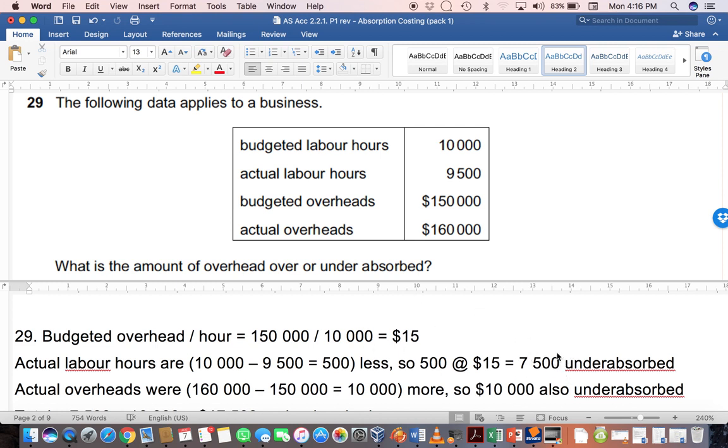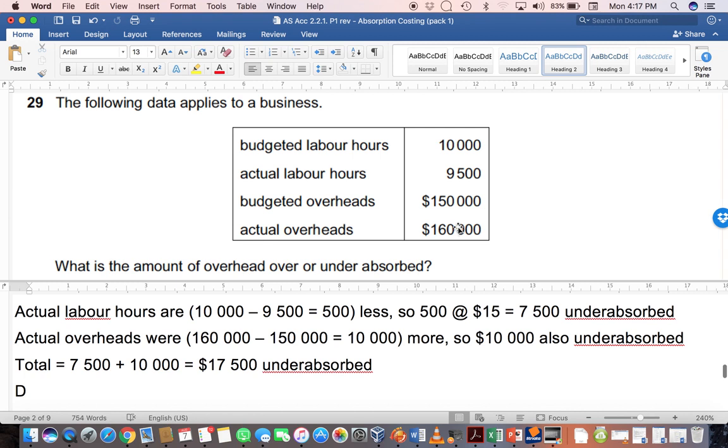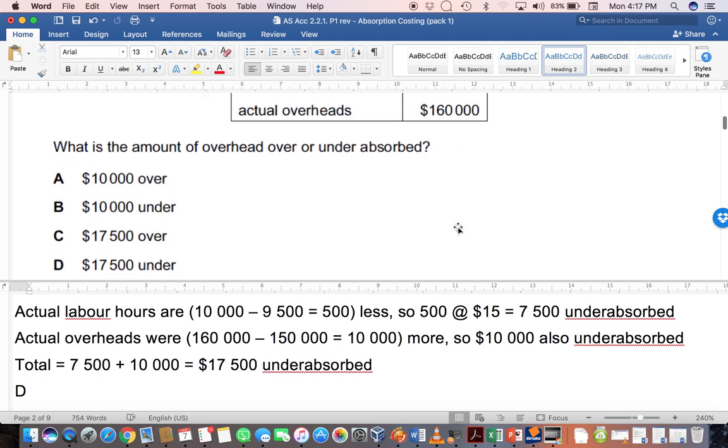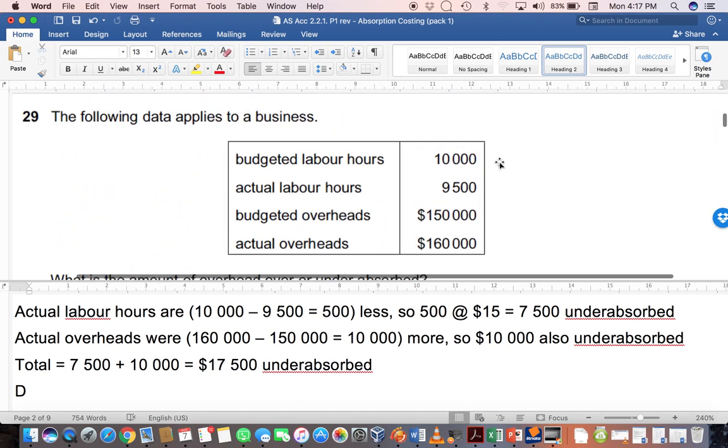So therefore, we have under-absorbed 7,500 based on the labor hours and an additional $10,000 based on the actual overheads. And if you add those two figures together, you get a total of $17,500 that were under-absorbed. And if you look at the options available, you would want to select D as your answer. This type of question is in fact quite common, as you will see.